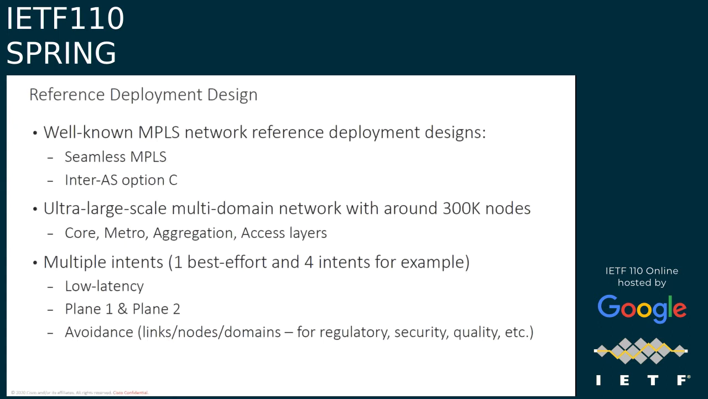We have best effort, but then there's low latency, two disjoint planes, and then an avoidance use case, perhaps with links, nodes, or domains. So just with this reference example, we see the number of routes in the network can go up to 1.5 million routes. Next slide, please.